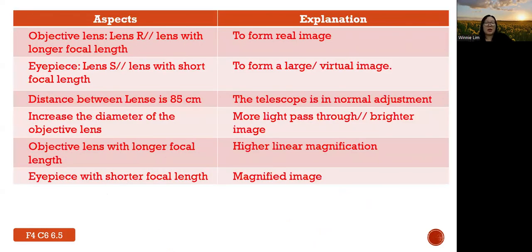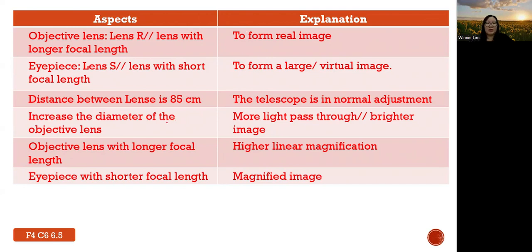You see the objective lens is lens R. Why? It forms a real image, because it is real, inverted, diminished. Notice just now the teacher showed. Then the eyepiece is lens S, to form a larger image or virtual image. The total distance between the lenses is 85 cm. Just now the teacher said FO plus FE. This is the normal adjustment in a telescope. Then we're supposed to have a bigger diameter for the objective lens so that more light can pass through, for a brighter image.